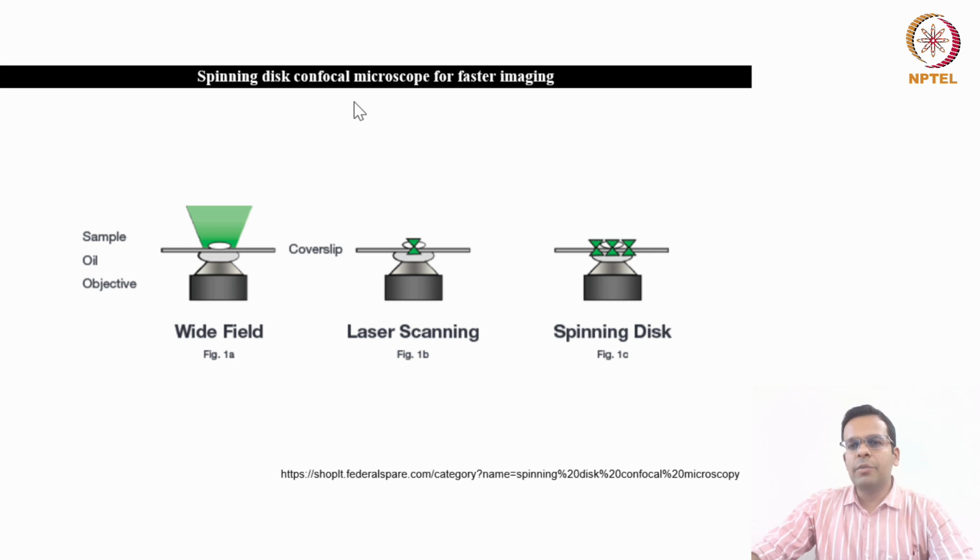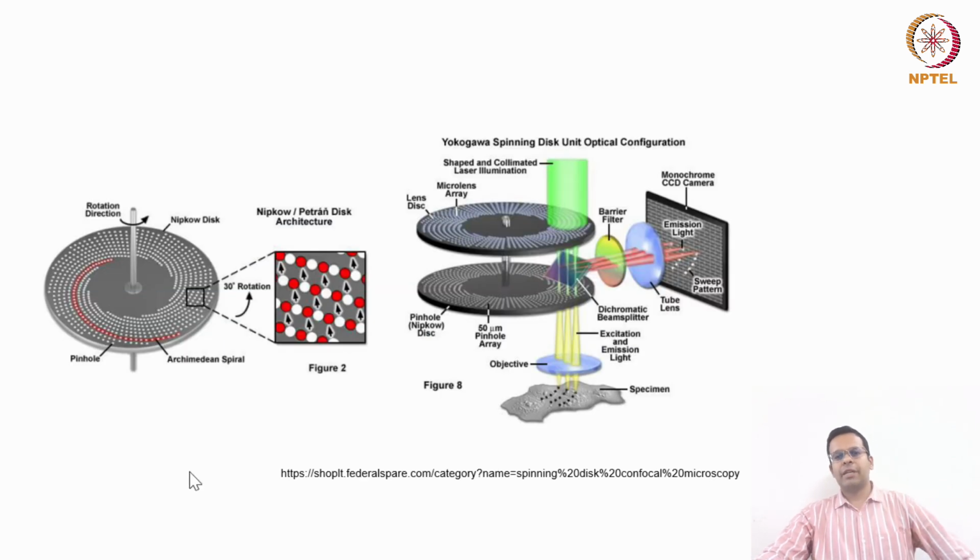The spinning disc confocal microscope was designed for this. In wide field you are illuminating the entire sample, whereas in laser scanning confocal microscope you illuminate only one particular point and take the image at a time. Whereas in the spinning disc confocal microscope, you are illuminating multiple points at a time and detecting the illumination from these multiple points. So by illuminating multiple points instead of a single point, you can increase the speed of confocal imaging. So how does this spinning disc confocal microscope work?